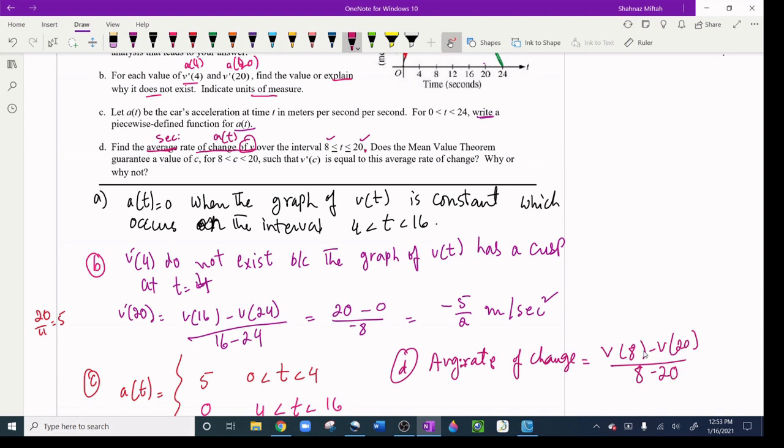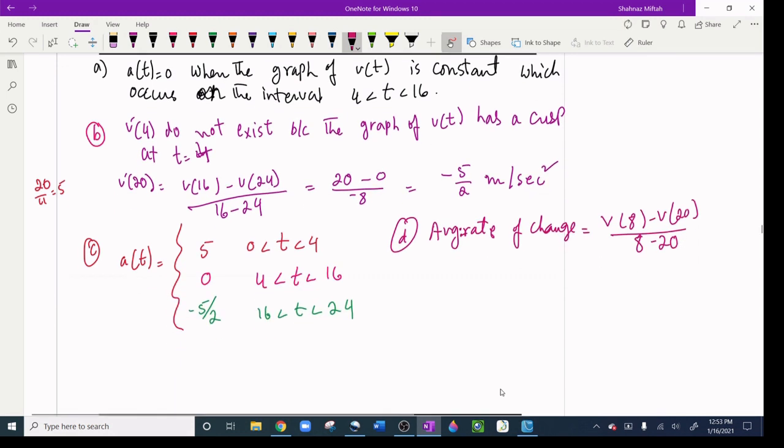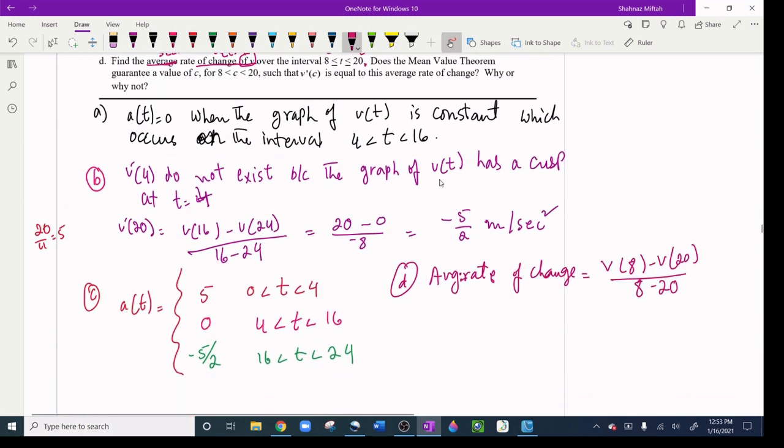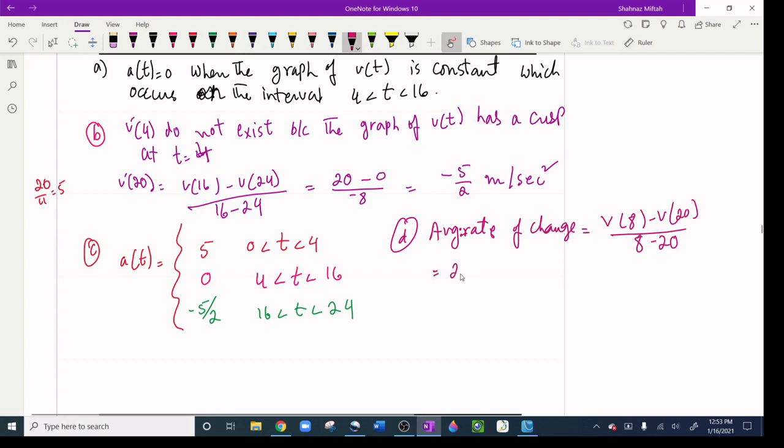When I do this, I know V of 8 is 20. I'm just looking for the y values because this is a velocity graph and every y is a slope anyway. So the V of 8 y value is 20. So that's 20, and V of 20 is actually 10. 8 minus 20 is going to give me negative 12. The answer is negative 5 over 6, and it's meters per second squared. So that's my average rate of change.